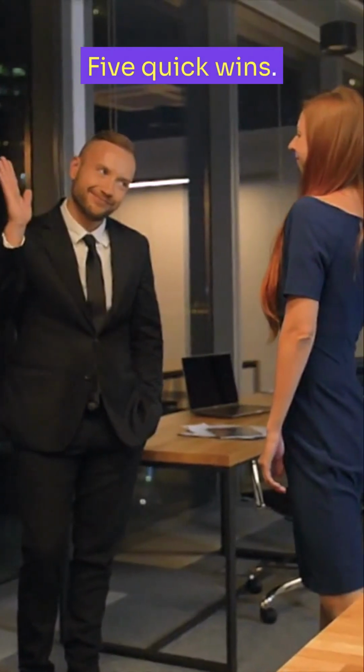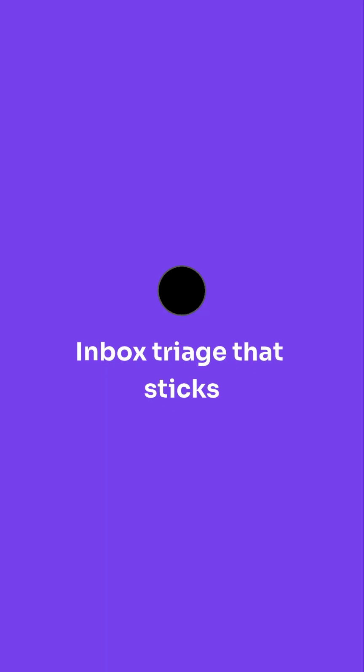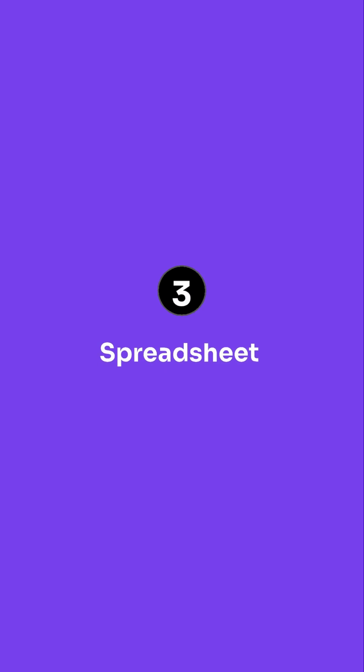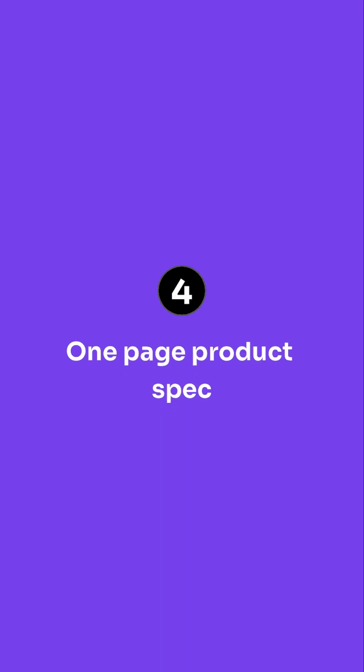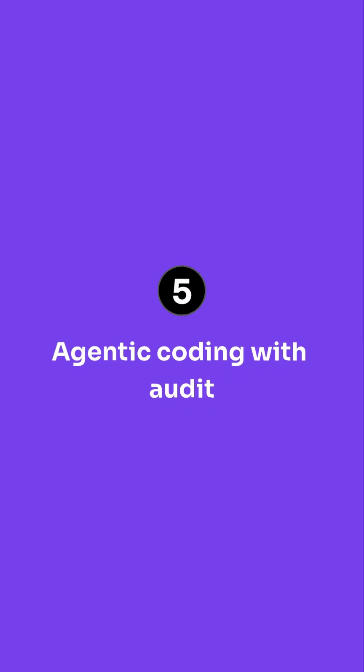5 quick wins. Inbox triage that sticks. Research with receipts. Spreadsheet cleanup. One-page product spec. Agentic coding with audit.